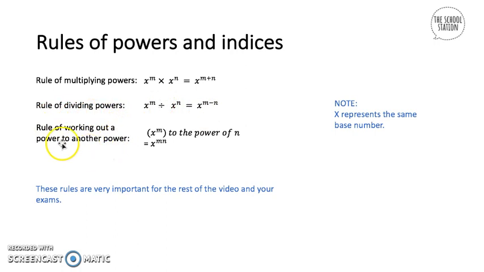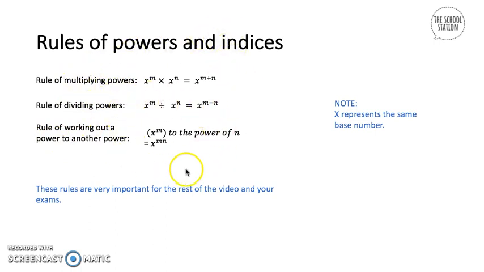And last of all, we have the rule for working out a power to another power. For example, if we have 5 squared and then a little 3 on the top next to it, we would do 2 times 3, and that would be 5 to the power of 6, because 2 times 3 is 6. So if it's in brackets and has a power inside and a power outside, we multiply the powers together. Those are the 3 main rules: multiplying, dividing, and working out a power to another power.